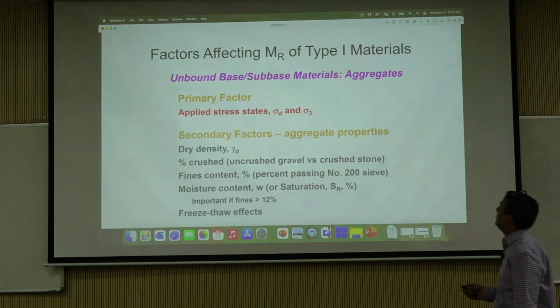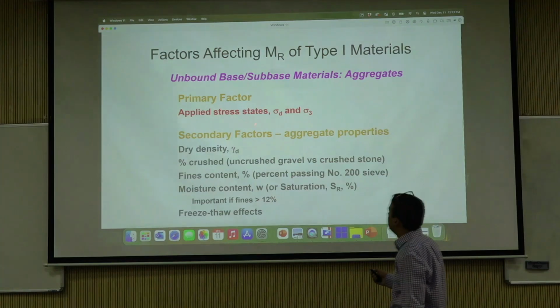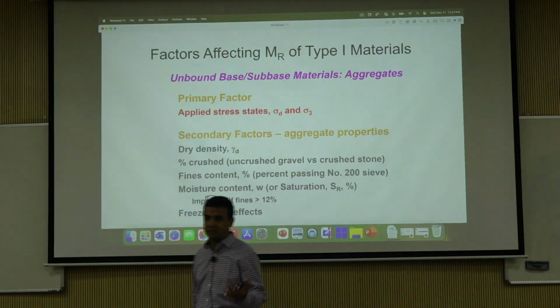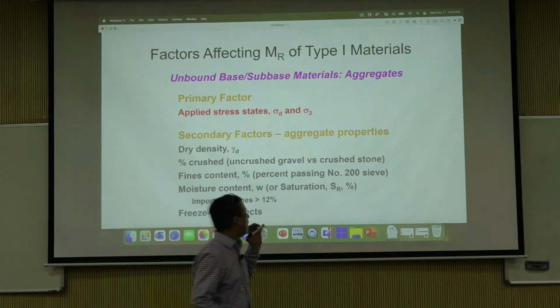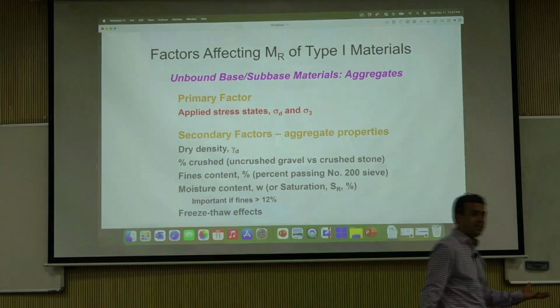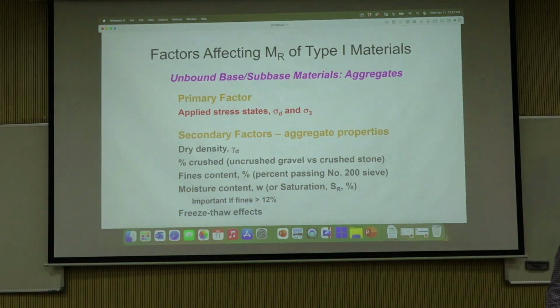So that's factors affecting MR, the primary factors. It's stress dependency, so applied stress states, sigma 3 and sigma d, are very, very important, and then all the other factors like dry density, moisture content, fines content, right? Freeze-thaw effects, it collapses and stuff.